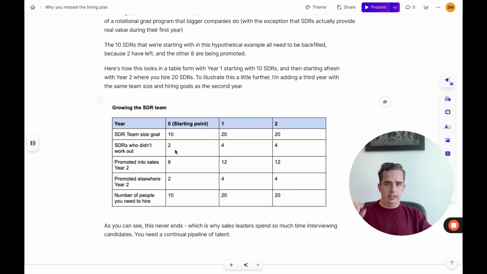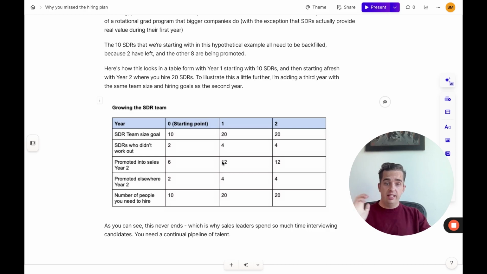But if we look at this, okay, we're going to hire 10. 2 of them aren't going to work out. 6 of them are going to be promoted into an account executive role, and then 2 are going to be promoted somewhere else into the company, which is fine and dandy, but we don't really care about that. You're going to see how this is really powerful when we talk about growing the account executive team.